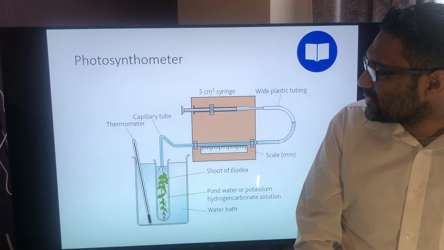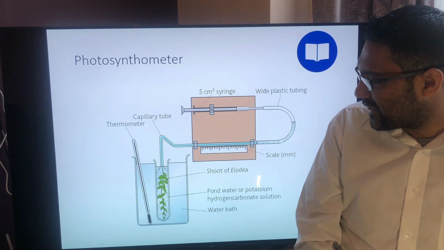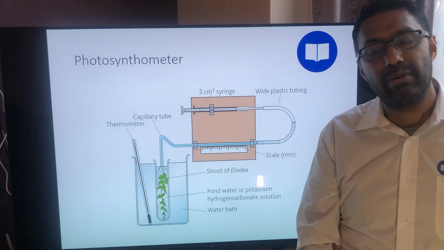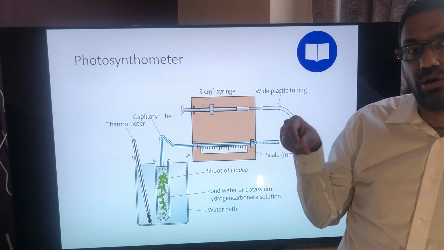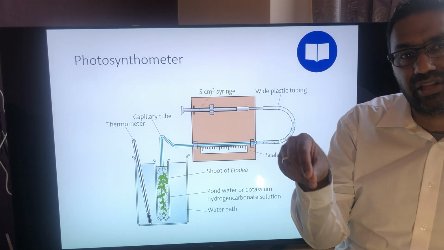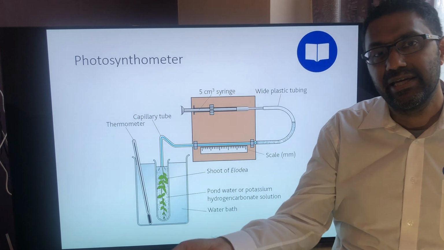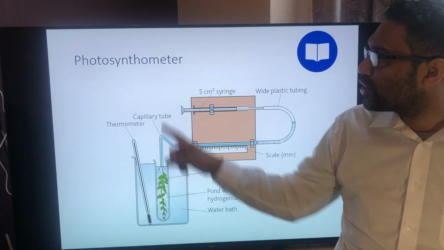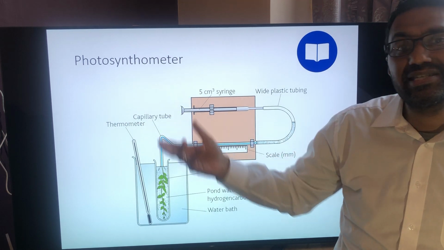So we've got a photosynthometer. Now, a photosynthometer is kind of the opposite of a potometer. And remember, a potometer draws the water up and the bubble moves along with it, and you can measure the rate of water uptake in a plant. This is kind of the opposite way around. So this is a photosynthometer, as in a photosynthesis meter.